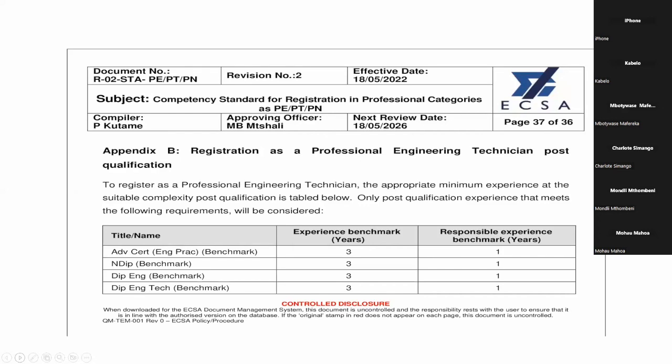If you look here, I've just taken all the others out and I've just shown which are your benchmark. Now, your benchmark qualification is 3 years experience after your qualification with 1 year experience at level E. I'm not going to discuss that. It's 4 qualifications as what I discussed there. That you will find on page 37 of Appendix B, a registration as a professional engineering technician post-qualification.